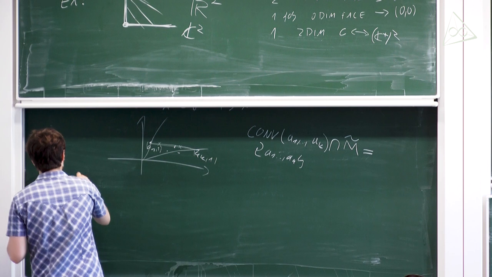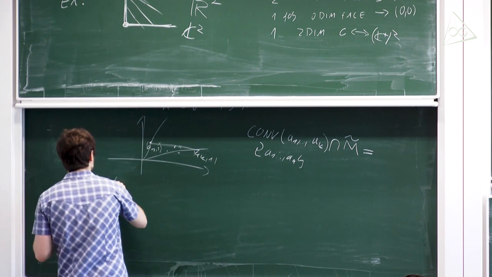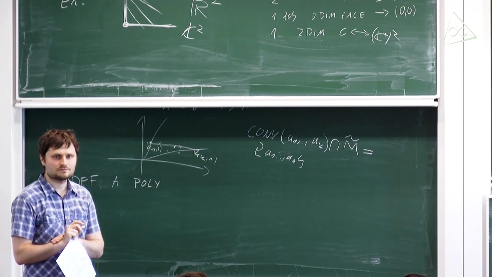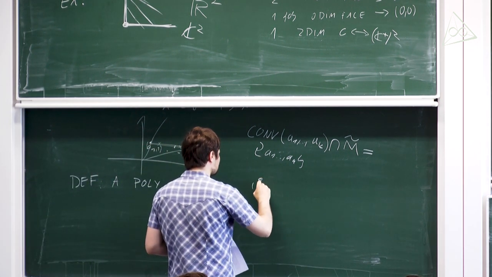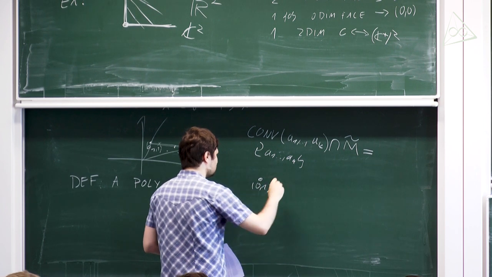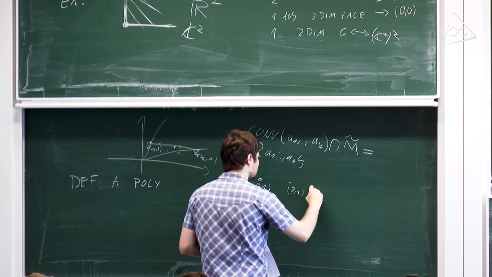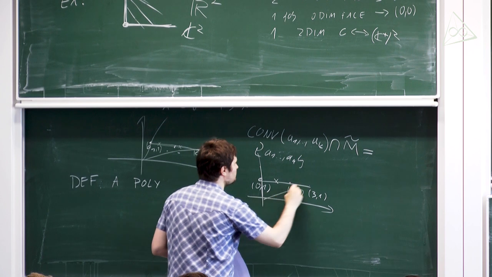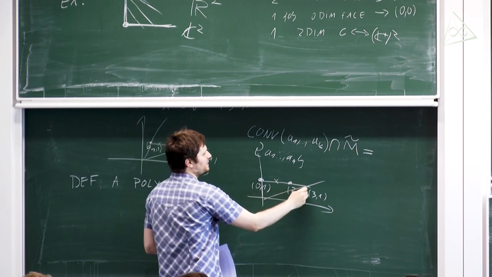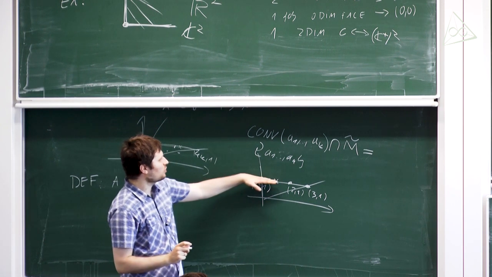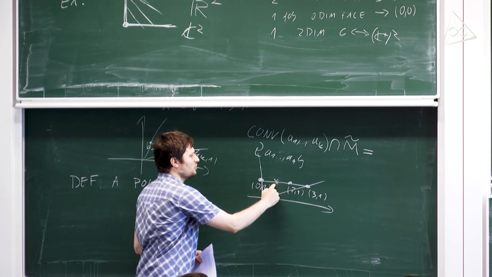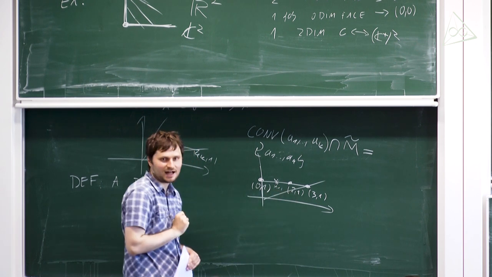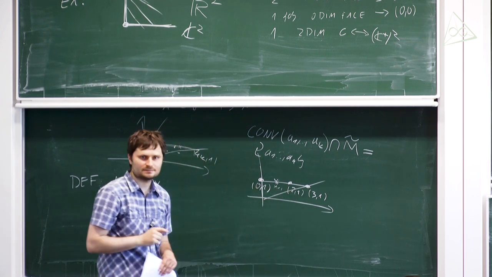So we need two definitions. A polytope. Sorry, I don't see. Isn't it always true? How can it fail? It can fail. Yeah, I take, this is my A1, this is my A2, this is my A3. I take the convex hull. The convex hull contains (1, 1). For example, it's this times half plus this times half. But it's not one of the AIs.